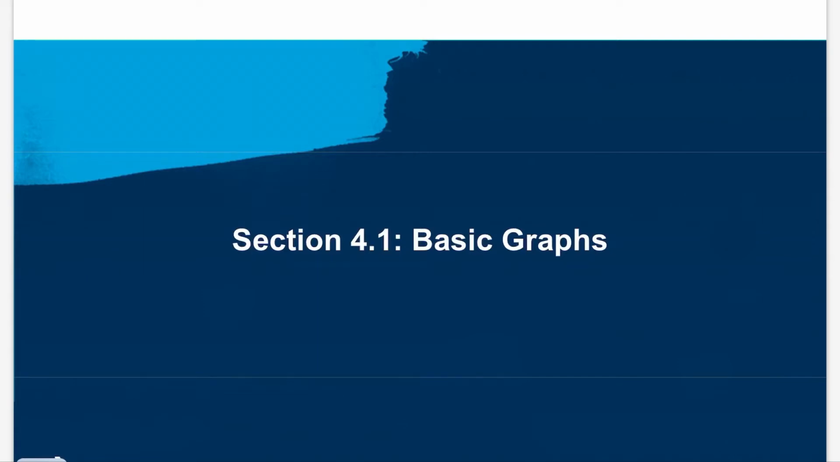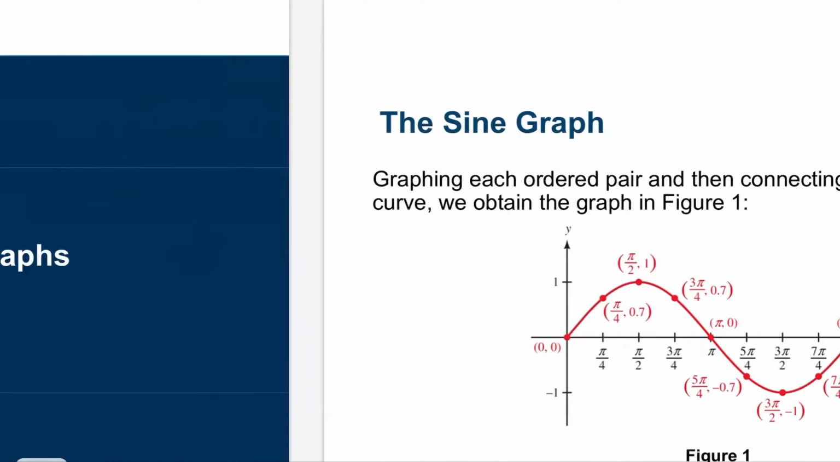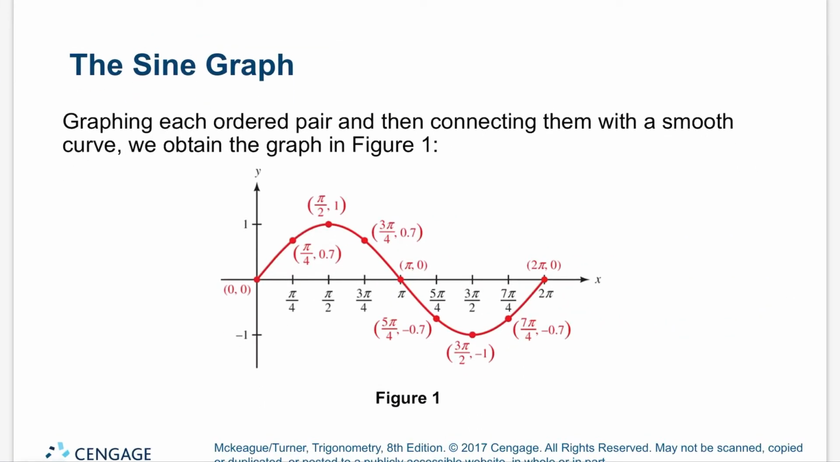Focused on section 4.1, which is basic graphs. So let's get right into it. This is a graph of the sine function. As you can see, it starts at 0, and then at pi over 2, it goes to 1, back to 0 at pi. At 3/2 pi, it goes to -1, and back to 2 pi, which is 0.